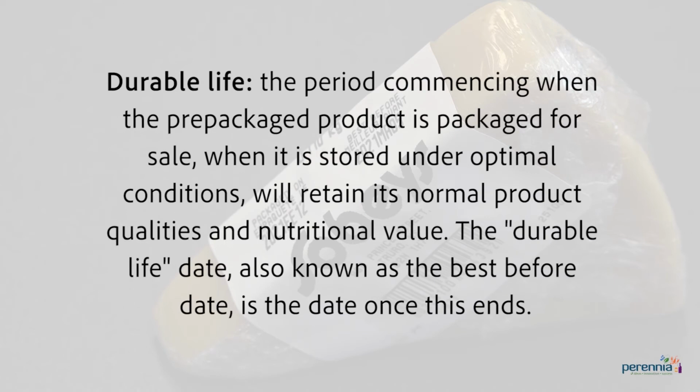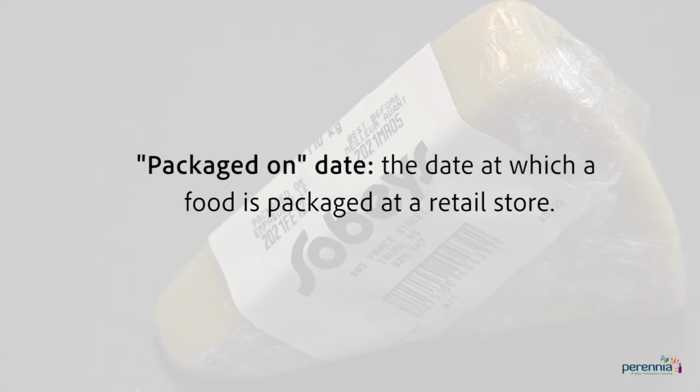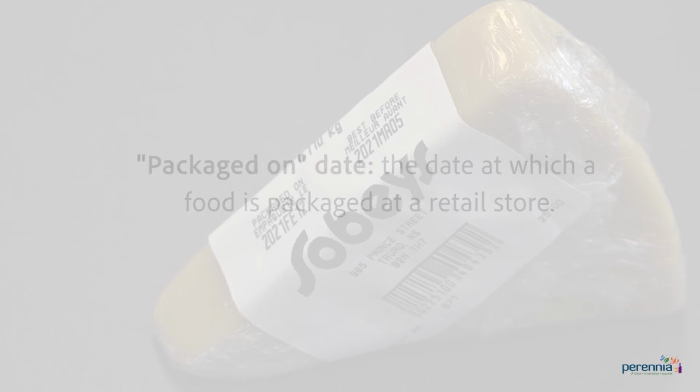Durable life means the period commencing when the prepackaged product is packaged for sale. When it is stored at optimal conditions, it will retain its normal product qualities and nutritional value. The durable life date, also known as best before date, indicates the end of this period. A packaged on date is required if a food product is packaged at a retail premises and refers to the date the food is packaged at the store. These dates are only required by CFIA on foods with a durable life date of 90 days or less.